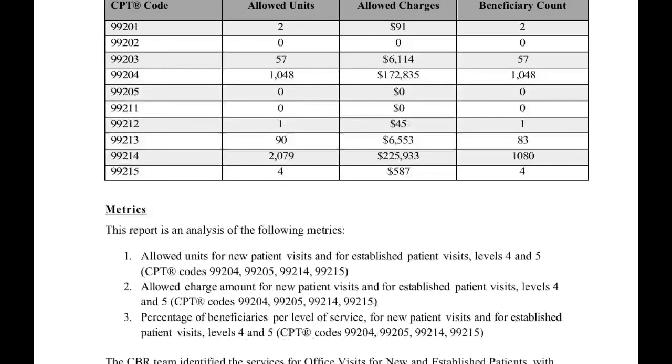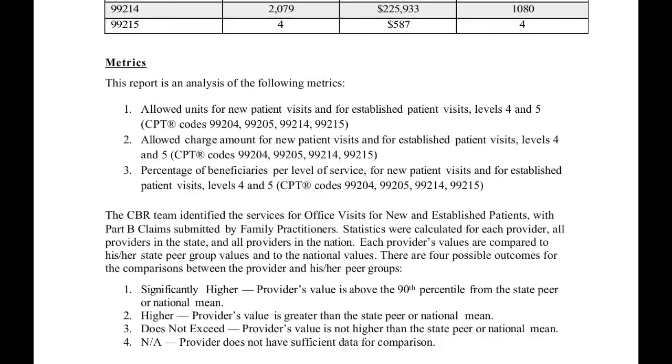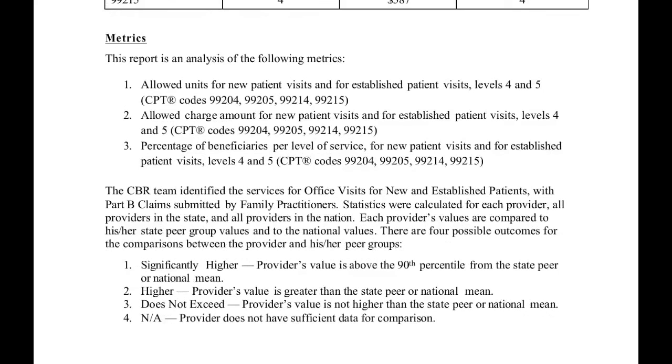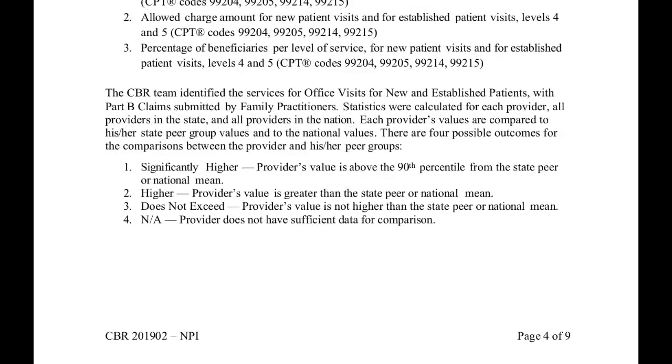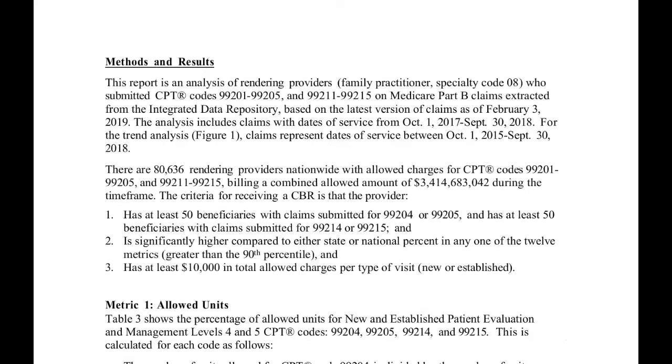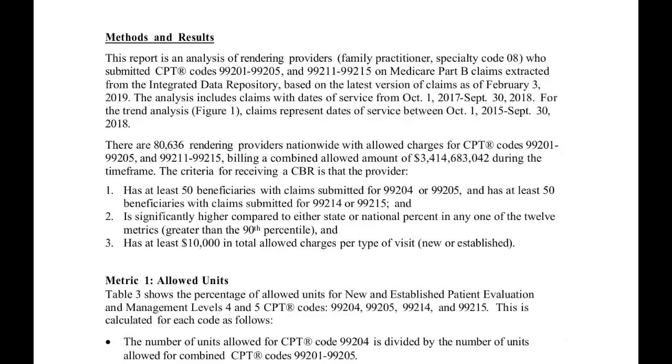Then the metrics section has a detailed description of the metrics that were analyzed. And again, we'll go through those one by one very soon. Then it has a list of the outcomes that can come from those metric analytics. And then we have the methods and results, which shows the analytics and the data that the CBR team has analyzed. This shows an overview of those findings.